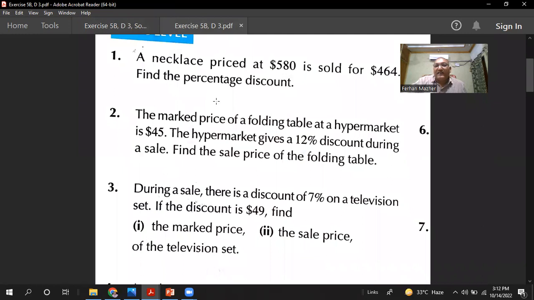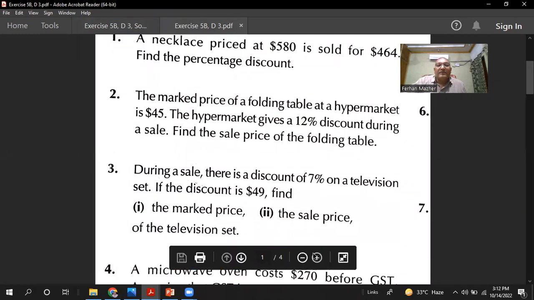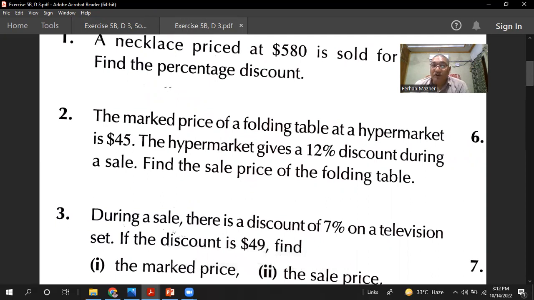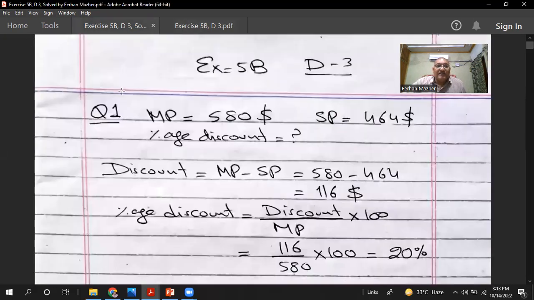Okay. So exercise 5B, question number 2 coming up on your screen. The mark price of a folding table at a hypermarket is $45. The hypermarket gives a 12% discount during a sale. Find the sale price of the folding table. Okay. So the mark price is $45. The percentage discount is 12%. So we have to find out how much is the sale price.